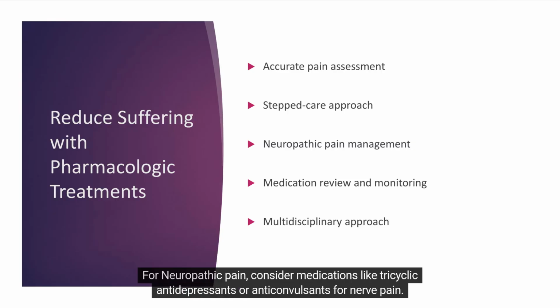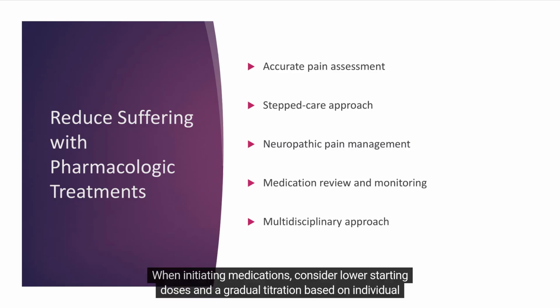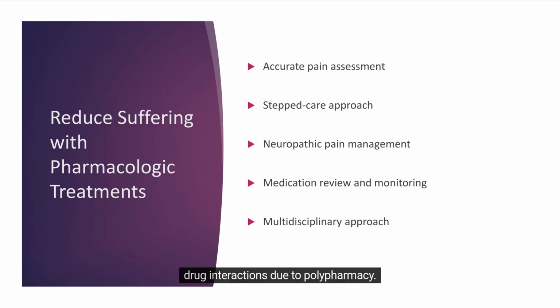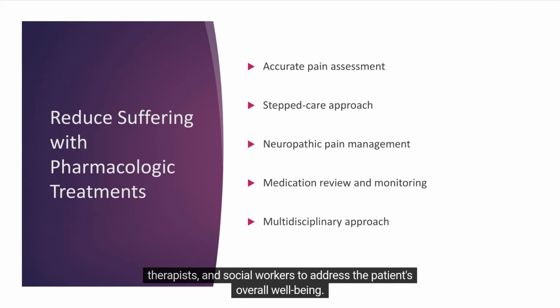For neuropathic pain, consider medications like tricyclic antidepressants or anticonvulsants for nerve pain. Pain will likely be in better control with a multimodal approach. When initiating medications, consider lower starting doses and a gradual titration based on individual needs and response. Regularly assess the effectiveness of medications, monitor for side effects, and be aware of potential drug interactions due to polypharmacy. Collaborate with other multidisciplinary healthcare professionals such as physical therapists, occupational therapists, and social workers to address the patient's overall well-being.